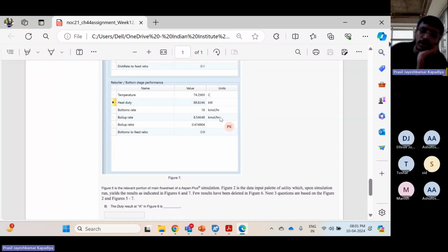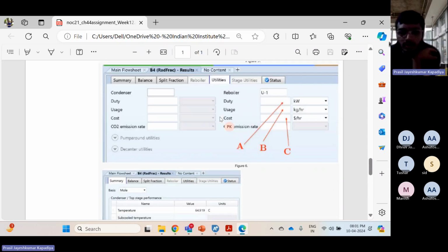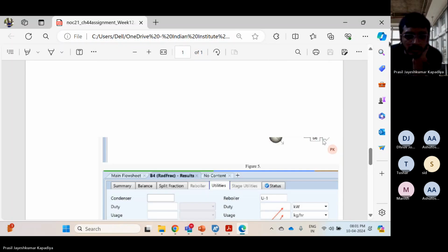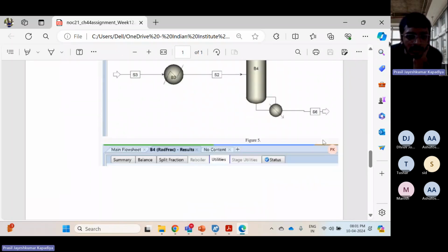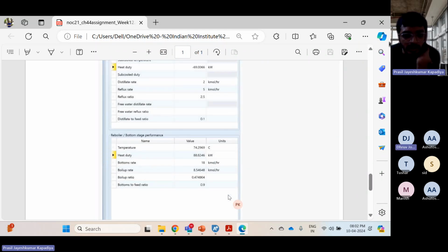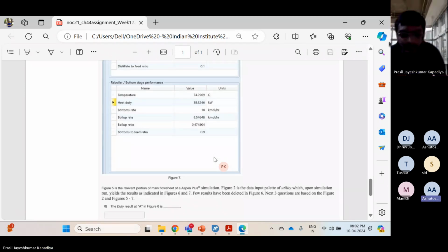Kilojoule per second. Here you need to know the molecular weight actually. From there only you can tell. This is a bit incomplete. You need to know kilowatt is kilojoule per second. Here, hot utility only, again that same value may be required.